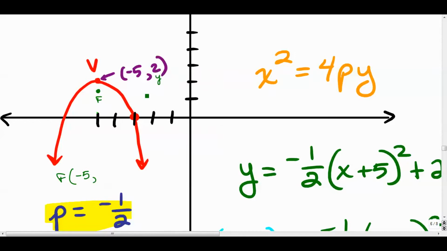So, well, think about it. What's 1/2 unit down from 2? Well, that's easy. That's 1.5. So your focus has coordinates (-5, 1.5).